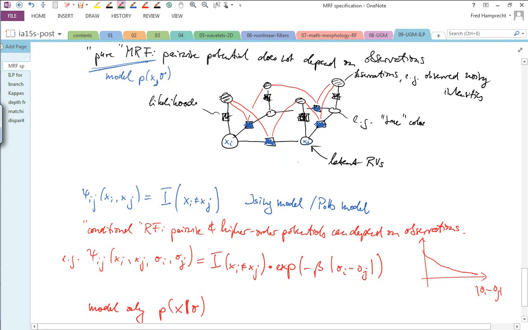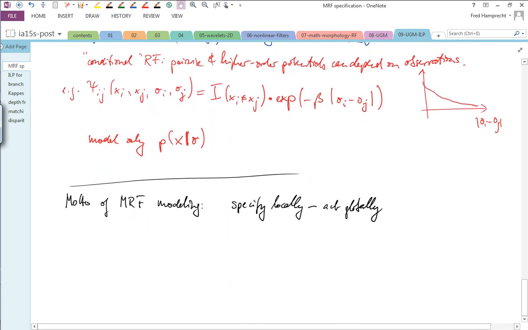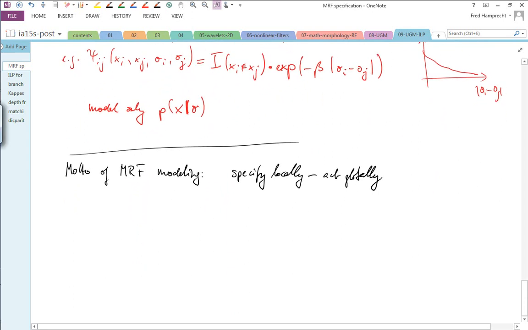So the power of these methods is that you try to be very sparing or sparse in your specification. You try to model only an absolute minimum of interactions, and these interactions should usually be defined locally. And this is both to simplify the model specification, but also in particular to model inference, because it turns out that essentially the more loops you put into your graph, the harder the inference problem becomes.